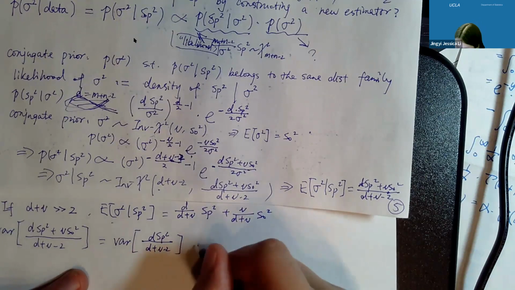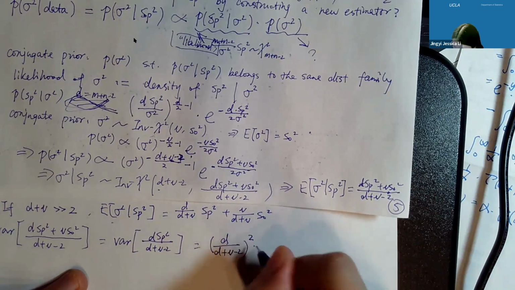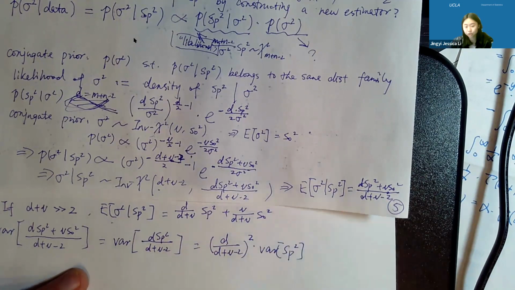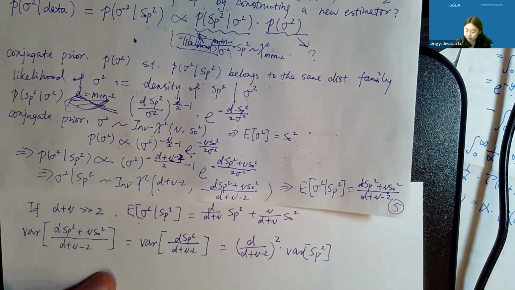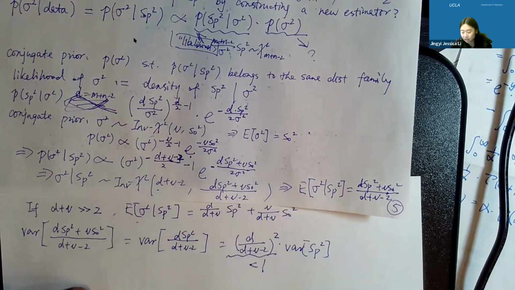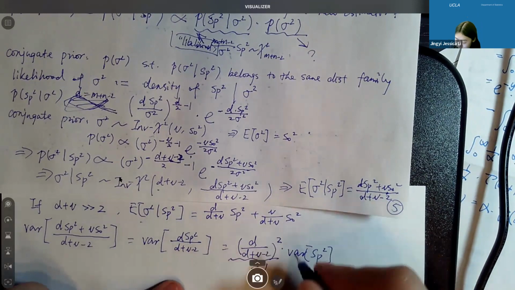And then it's just getting out D over D plus V minus 2, squared, times the variance of Sp squared. Now it should be clear why we reduce the variance, because this term can be made less than 1 if we set V to be greater than 2. And V is something we set ourselves. So that's possible.